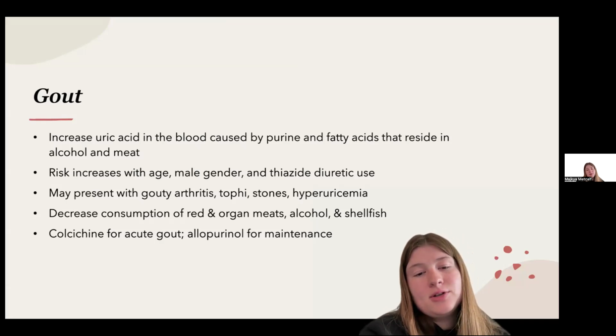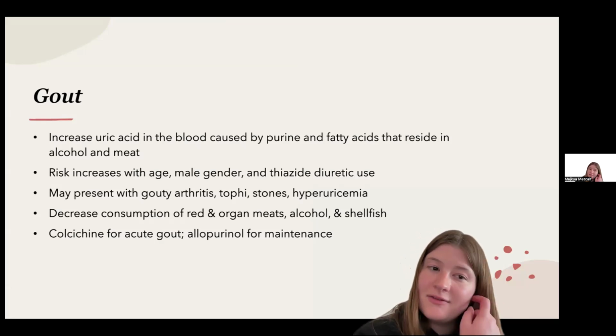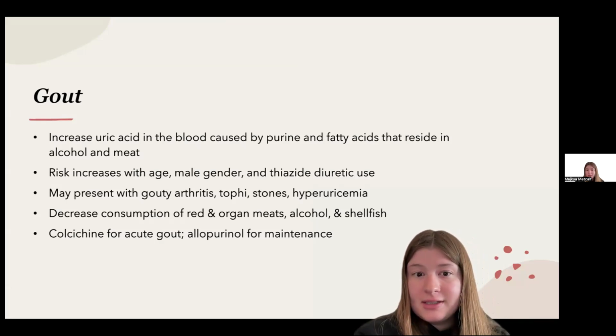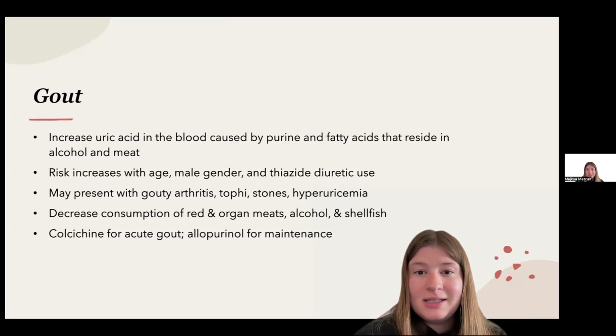Symptoms of gout may include gouty arthritis. We might have tophi or these crystals. We might have stones in the GI tract, and we might also see hyperuricemia, which is those high acid levels. We want patients with gout to decrease their consumption of red and organ meats, alcohol, and shellfish, because these are foods that are very high in purine.